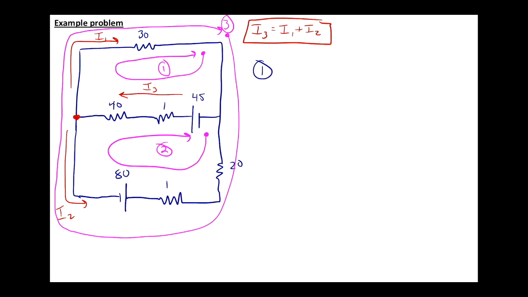So let's start with loop number 1. Starting at this point in the circuit, we're going to work our way around like this. This is our loop direction, or our direction of analysis. As I go from here to here, nothing's happened yet. I'm waiting to run into something so I can put something in my equation.